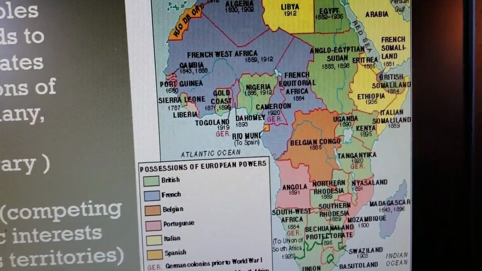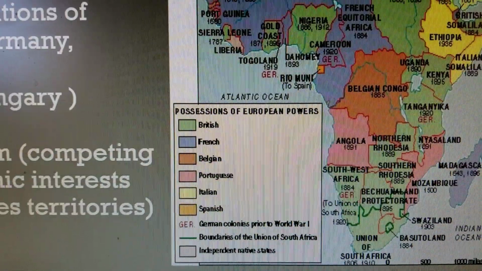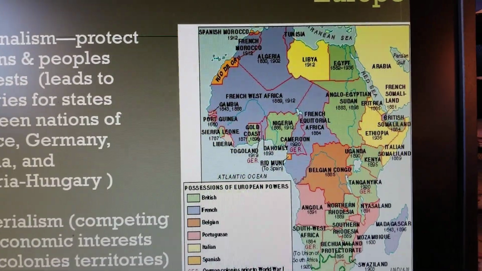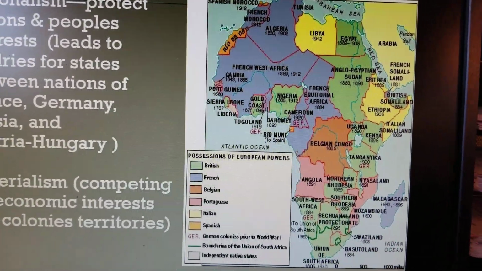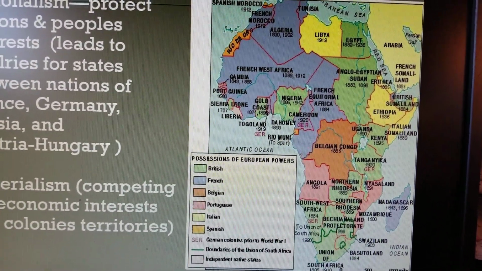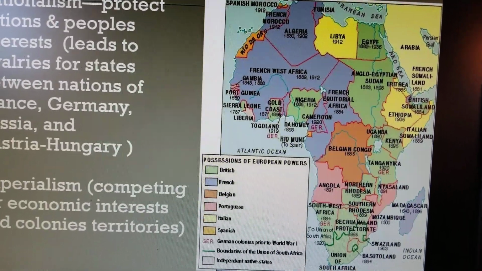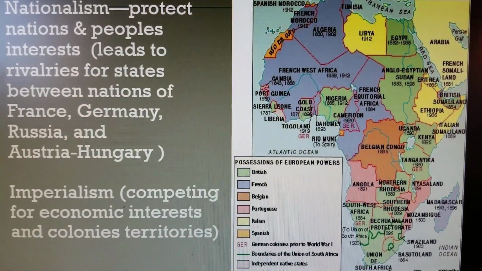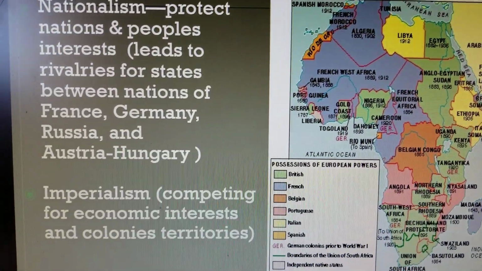So if you look at this map, you can see here's the key, Great Britain and France and Belgium. And then if you look at Africa, there's hardly any independent territories in the whole continent of Africa. European countries had colonized almost the whole continent. And they were all competing for the wealth of goods and the wealth of natural resources that were in Africa.